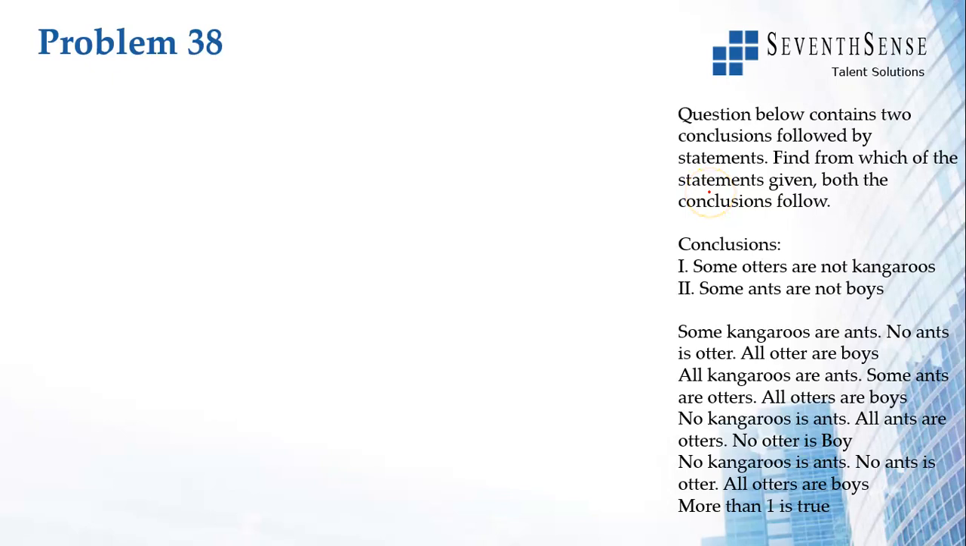This is another example of reverse syllogism where you are given conclusions and you have to find out which statements would lead to these conclusions. The statements are the options here, and if you see, we have two conclusions and then we have options 1, 2, 3 and 4. There's a fifth option which says more than one is correct.